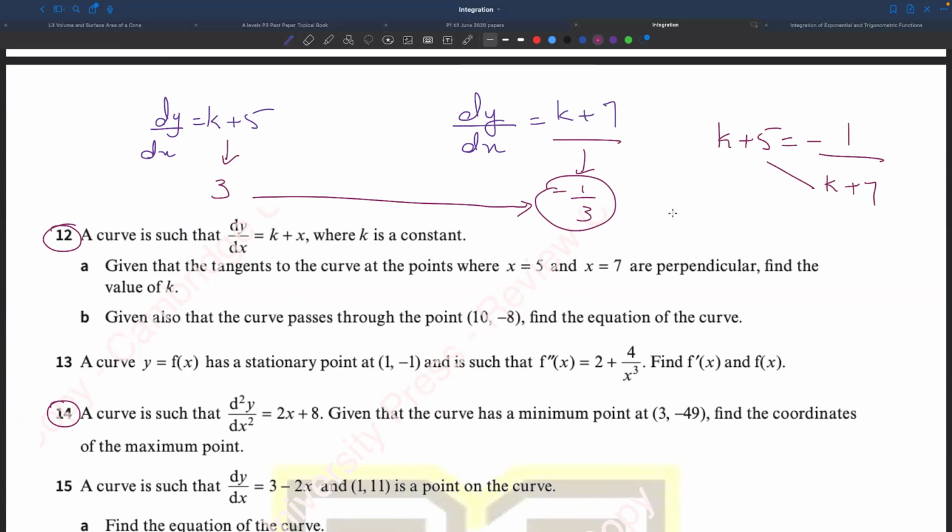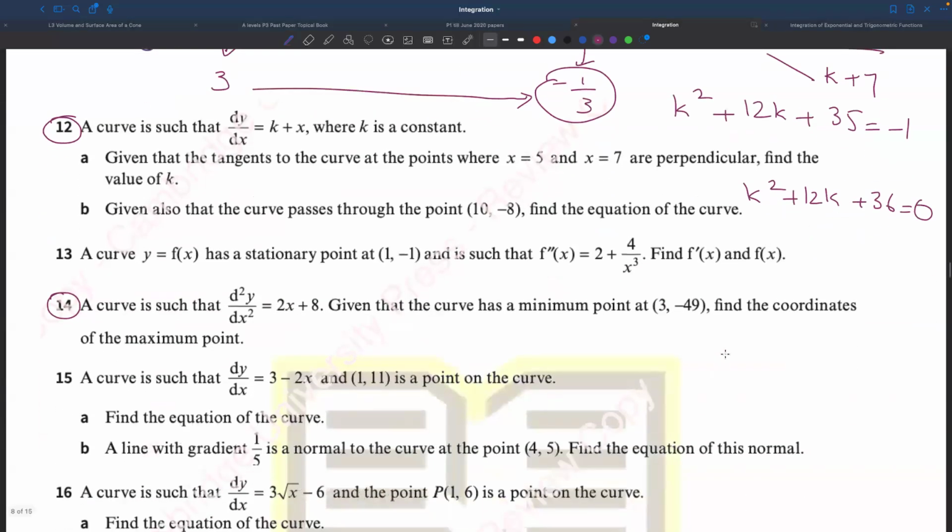I cross multiply, that becomes k square plus 12k plus 35 equals minus 1. K square plus 12k, I hope I'm doing this maths correct, plus 36 is equal to 0. So when I factorize this, it will become k plus 6 and k plus 6. So the value of k will be minus 6 only.